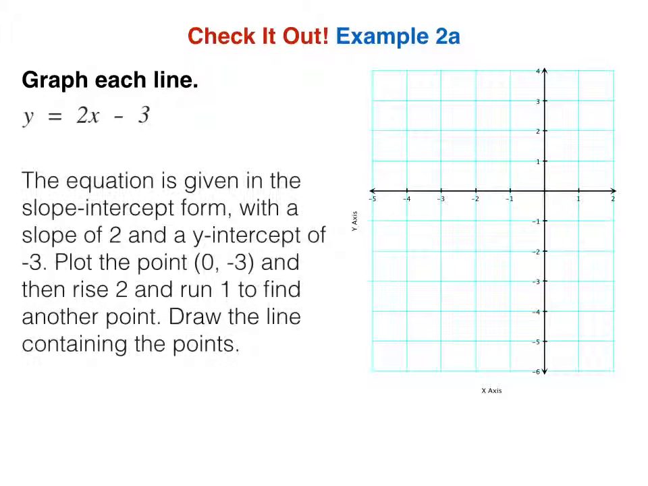Okay, let's check it out. The equation is given in the slope-intercept form with a slope of 2 and a y-intercept of negative 3. Plot the point (0, -3), and then rise 2 and run 1. Just in case you're wondering, 2 is the same thing as 2 divided by 1. That's why we run 1. We found another point. Draw the line containing the points.